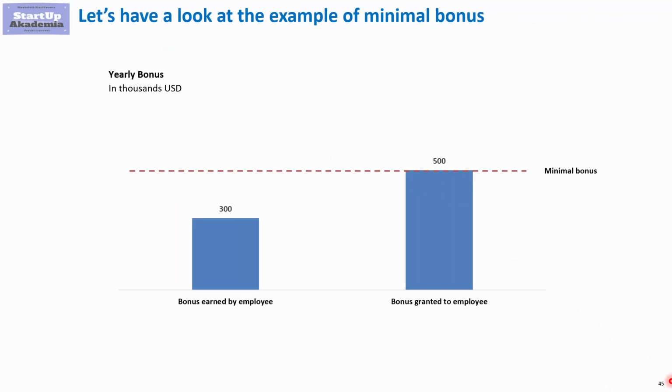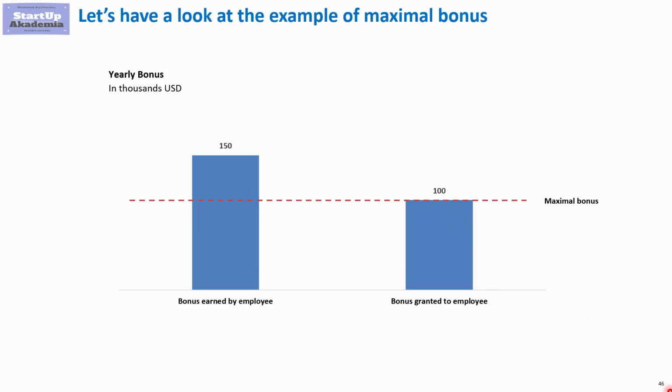Now, let's have a look at the minimal bonus. So minimal bonus works in a very simple manner. Let's assume that from the formula that we've used, the employee should get 300 as a bonus. However, we set some minimal bonus of 500 and every employee should get it, even if he did not reach this level. So if the person was supposed to be getting 300 and the minimum is 500, he'll get 500.